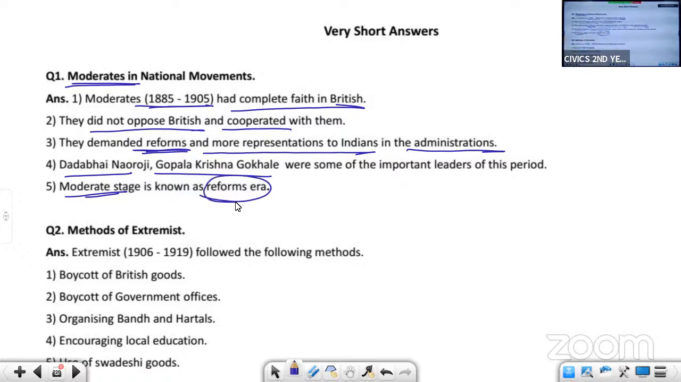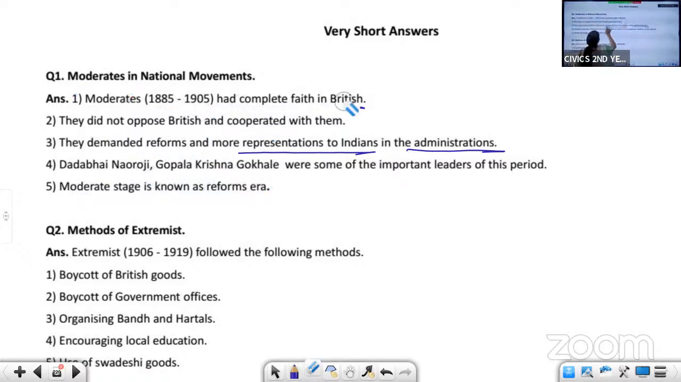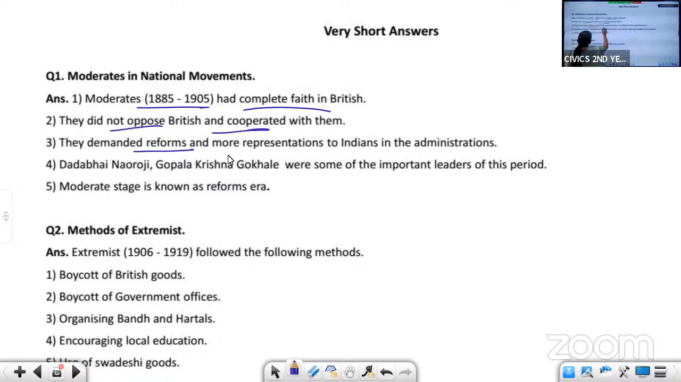Simple 5 sentences will give you 2 marks. If a question is asked on moderates, just write it down like this in 5 simple sentences. Who were the moderates? What was the period? What was their demand? The moderate stage was from 1885 to 1905. They had faith in Britishers, so they cooperated with them. They did not oppose them. Their demand was reforms and representation to the Indians in the administration. As their demands were fulfilled, it is also known as the reforms era.